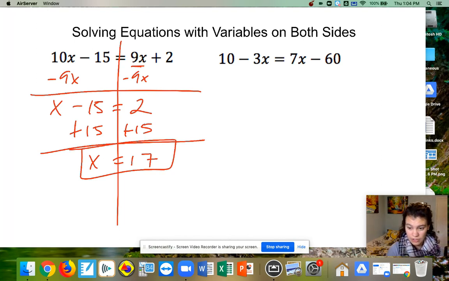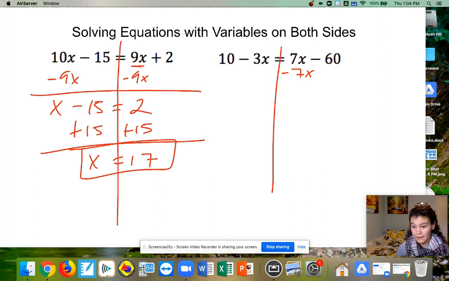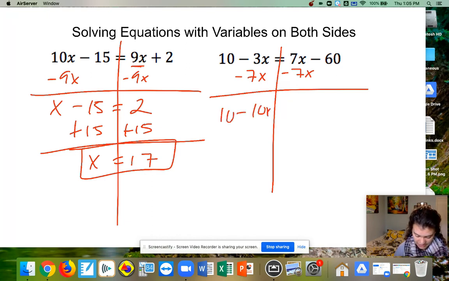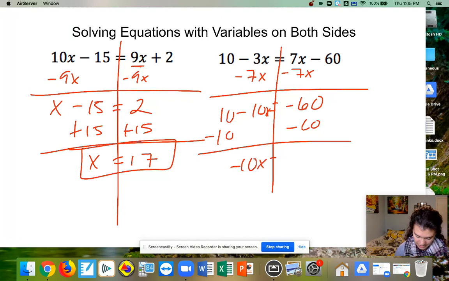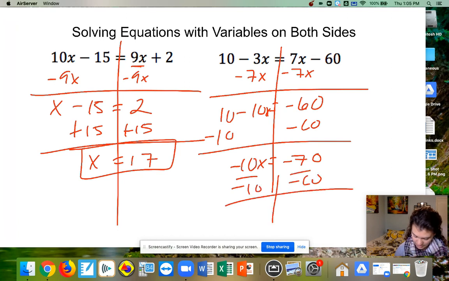So just to show you that it doesn't really matter which direction you go, I'm going to subtract this 7x for this one. So normally I would add the 3x, because then you can keep it positive x, but it doesn't actually matter which direction. So this would give us 10 minus 10x is going to equal negative 60. So then we'll subtract 10 from both sides. Negative 10x equals negative 70. Divide by negative 10, and you'll get x equals 7.